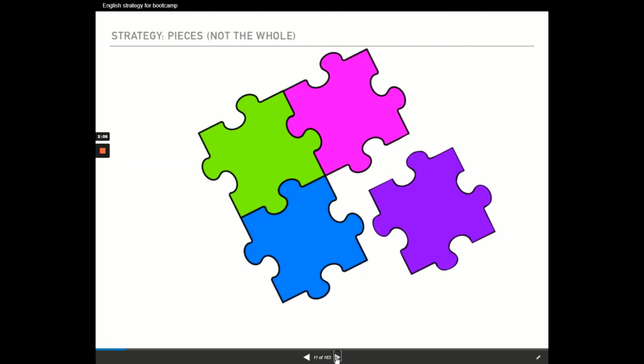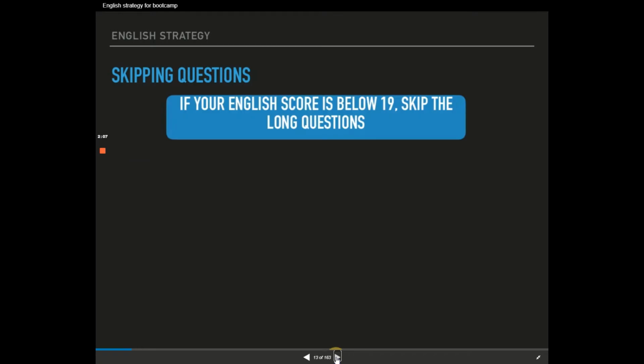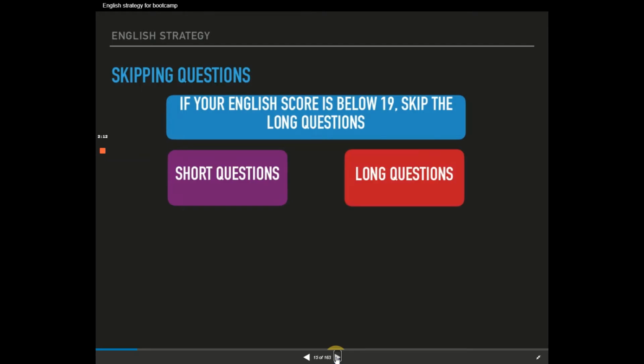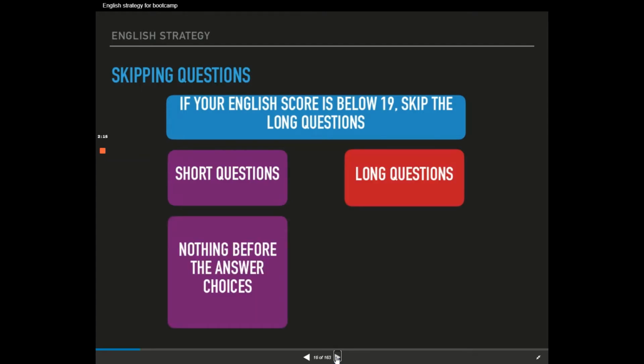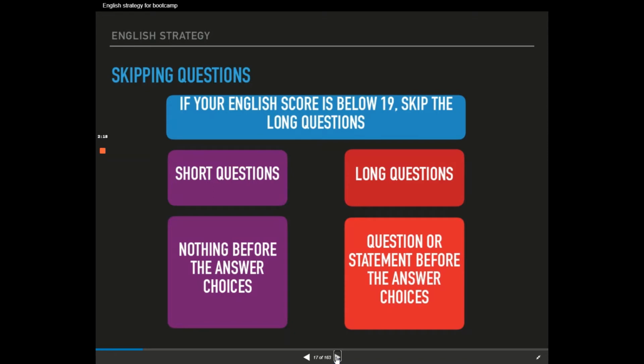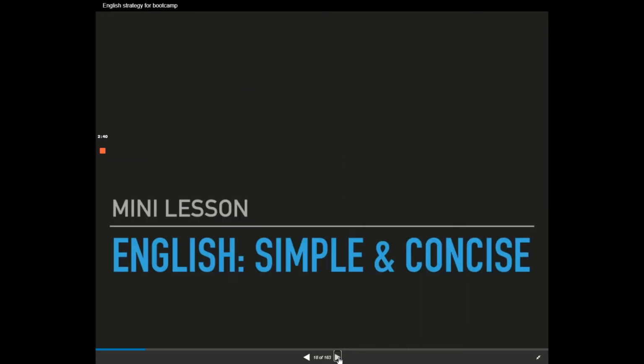And remember, when we talked about sacrificing, we talked about choosing our one answer spot and sticking with that throughout the test. So again, short questions, nothing before the answer choices. Long questions, there's a statement before the answer choices. It's the long questions that I'd like for you to consider sacrificing if you're hovering around a 19. If you are rocking it with a 28 or 29 and you know how to do the long questions, then by all means, go ahead and attempt those long questions. So this is only for those who are struggling below a 19 or who struggle in English in general.